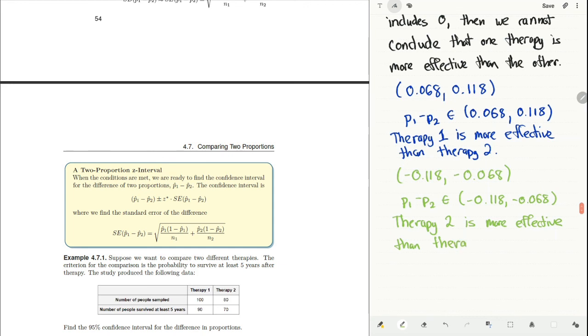And if our interval is between a negative and a positive value, which means that the interval includes 0, then we can't make any conclusion about whether one therapy is more effective than the other.